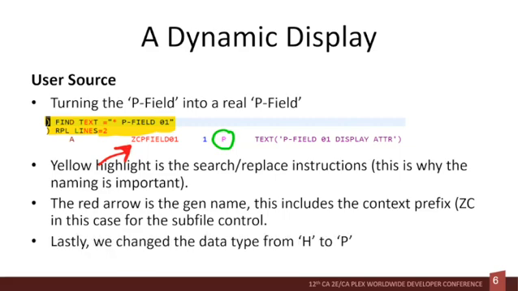And then lastly, the replace is replacing the original hidden field as a P field. So this is the actual user source line. And then for each one of the P fields that I might create, you know, might be 02, 03, 04, I will have a corresponding user source line.